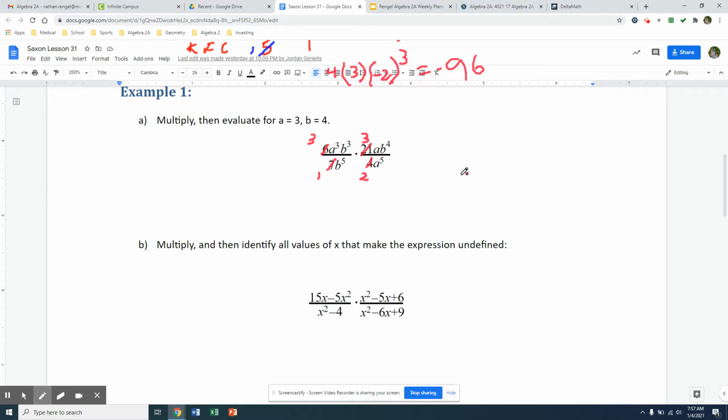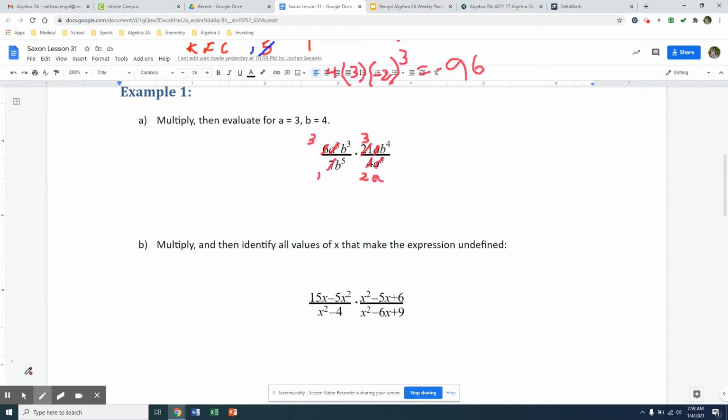Okay, next we can look at our variables. We're going to keep track of some things going on. Up in our numerator, you have a to the third. And then over here you have an a. So you have 4 a's going on. Now the 4 a's up in the numerator are going to cancel with the 5 a's down in the denominator. There are fewer a's up in the numerator, so all of those are going to cancel. And then down in your denominator, you'll still have 1 a remaining.